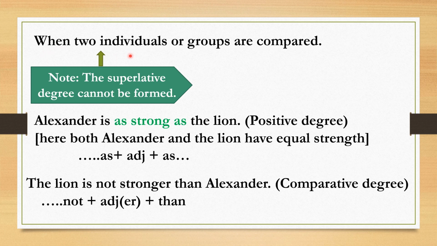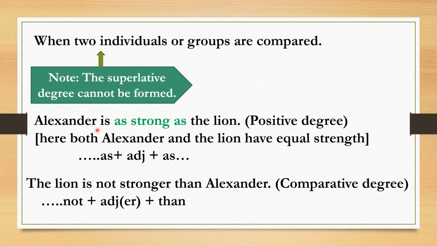Now, suppose two individuals or groups are compared. In such a case, the superlative degree cannot be formed. Why? Because the superlative degree is only formed when the comparison is done with one against all or many. So, in our sentence, Alexander is as strong as the lion. This sentence is in the positive degree. What did we learn in the positive degree? That comparison is done between two individuals, but they both possess an equal degree of quality. So here Alexander is compared to the lion. Alexander is said to have the same strength as that of a lion. Here both Alexander and the lion have equal strength.